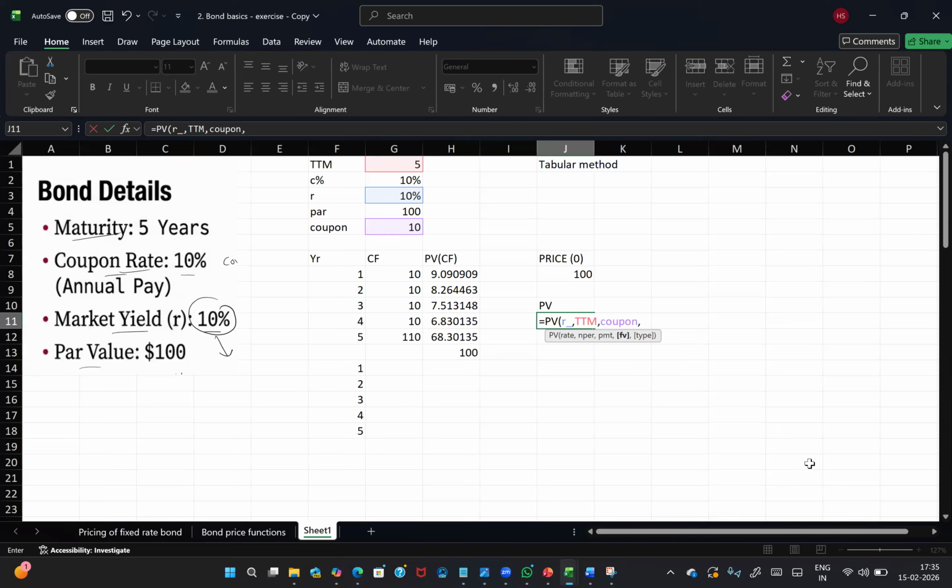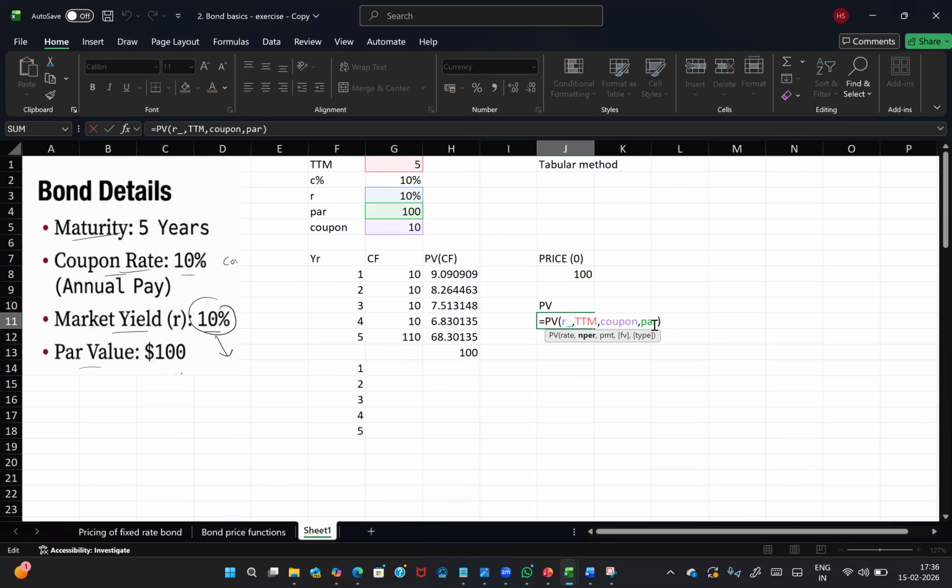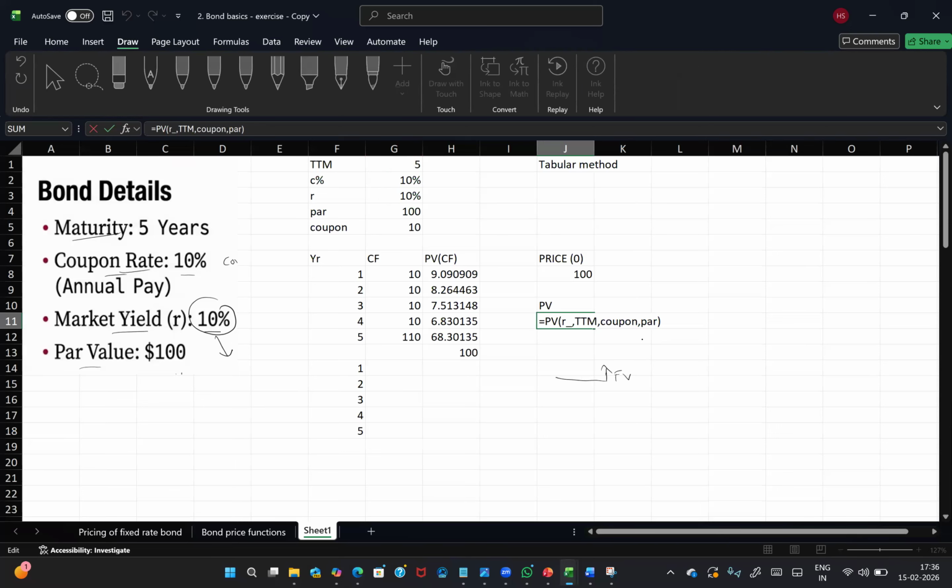Future value. Okay, so what is the future value? Can I say that the future value is nothing but what you get towards the end, which is the par value? So I can write that as par if you want. And that will fetch me the present value of 100, minus 100, because what Excel does is that if you define future value as positive, it will fetch you a negative PV.